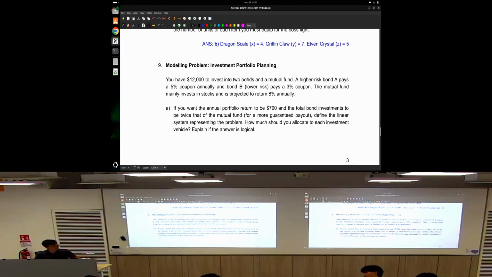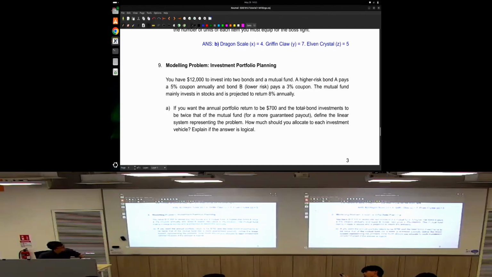So then there are 2 bonds. Higher risk bond A pays 5%. Lower risk bond B pays 3%. Okay? So of course, high risk, pay more. Then the mutual fund is a stock fund. Okay, invest in a lot of stocks. Then projected to return 8%. Of course projected, right? Because cannot guarantee, the stocks are very volatile.